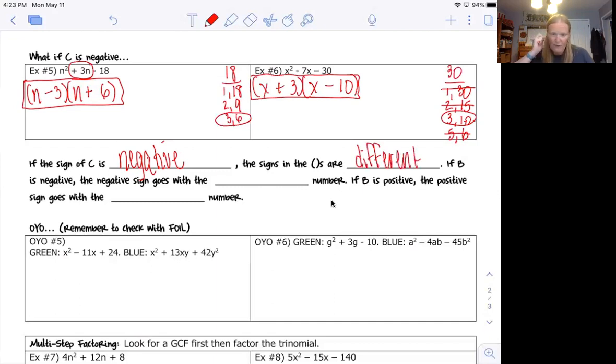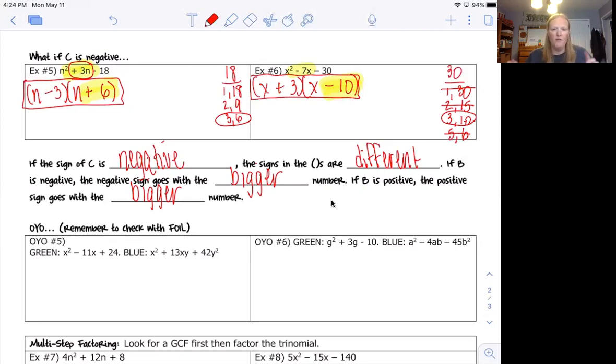If B is negative, so notice back here, we put this positive sign with the 6, and we put this negative sign with the 10. Which number got the sign of B? The bigger number. Yeah, so if B is negative, the negative sign goes with the bigger number. If B is positive, the positive sign goes with the bigger number. So you still find your factors, one's positive, one's negative, and the sign of B goes with the bigger number in your binomials. Okay, hopefully that makes sense.